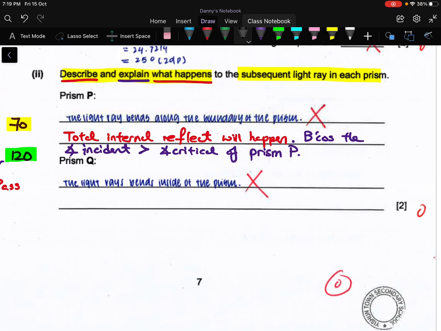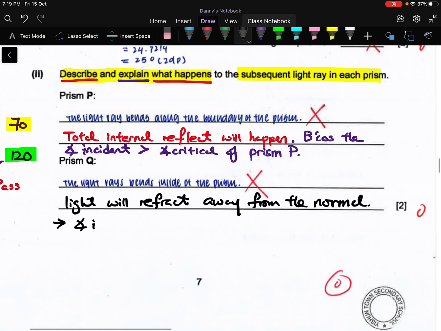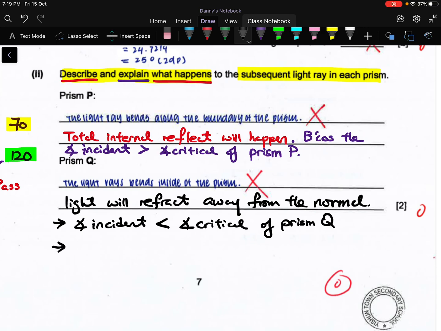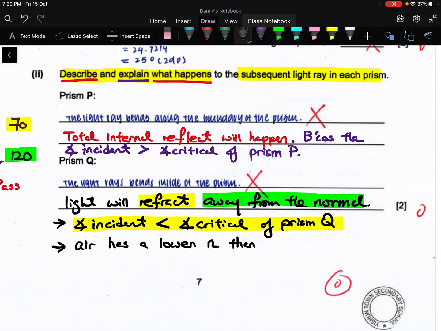So down here, what you need to do? Well, what will happen is that the light will refract, and you must tell me how it refracts. It will refract away from the normal. Why? Oh, okay, there are two whys. Number one is the angle of incident is less than the critical angle of prism Q. So this first reason, angle I less than the critical angle, explains why it refracts. And you will require a second explanation to explain why it goes away from the normal. Oh, that is because air has a lower refractive index than Q, right? That's why it refracts away. Correct or not? So that is how you tackle this kind of question, describe and explain.